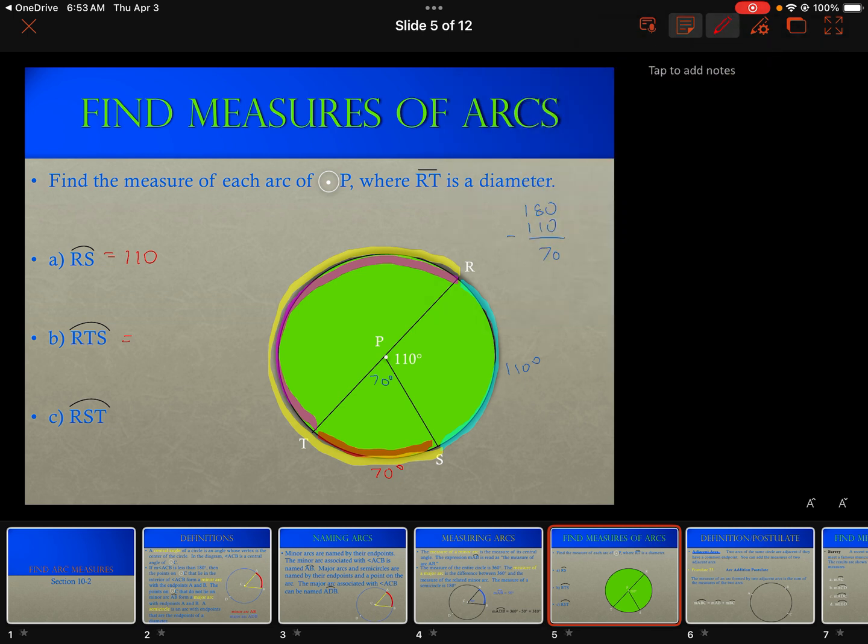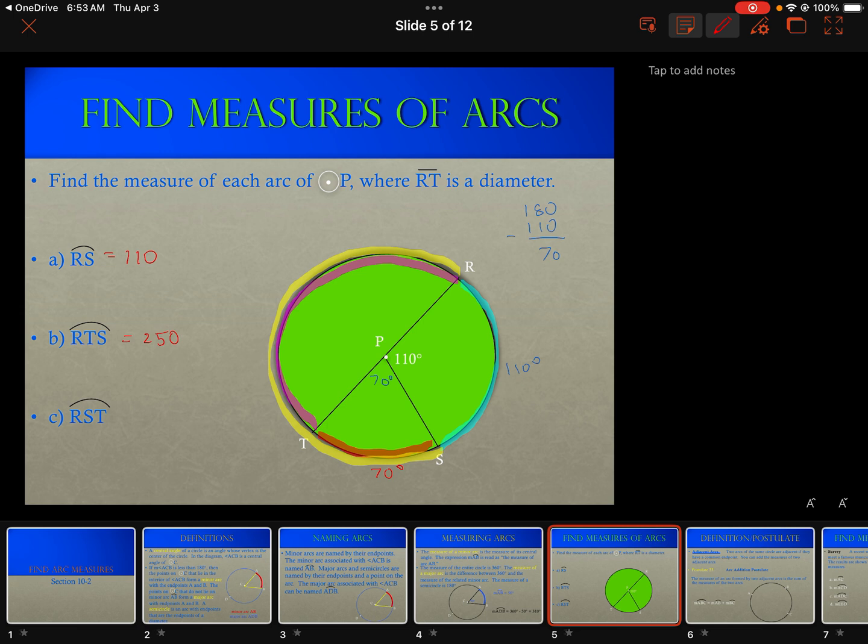You can add together the purple and the red if you want. 180 plus 70. That'll give you 250. But you could also do 360 minus the 110. Notice how that yellow arc covers just about the entire circle, minus that blue arc.